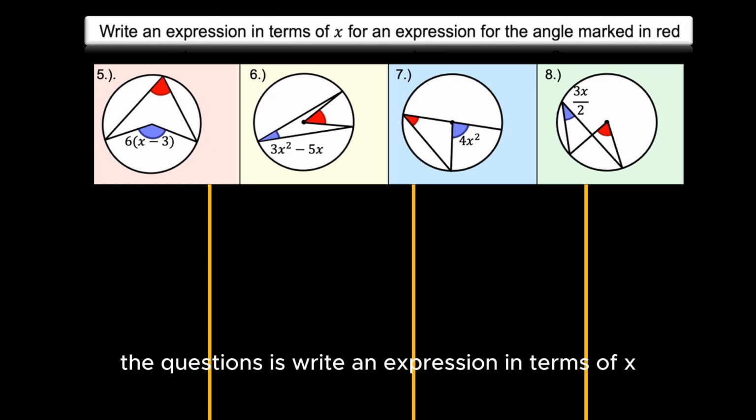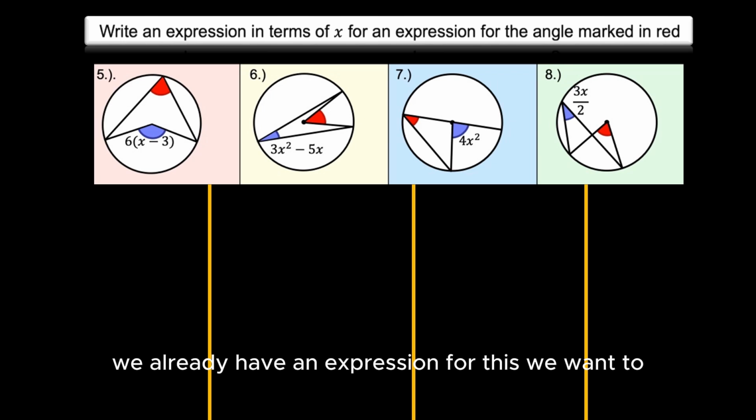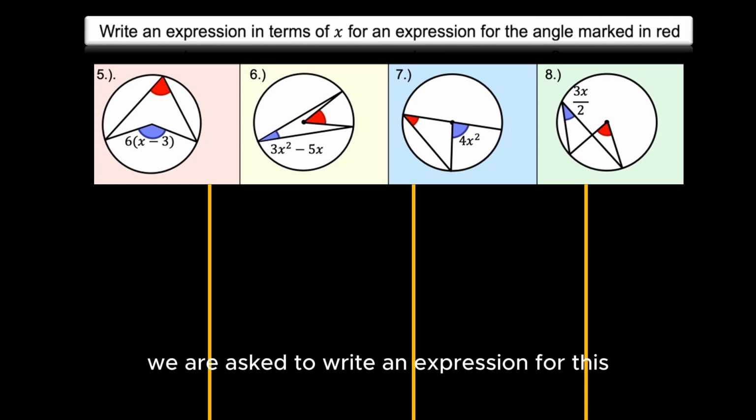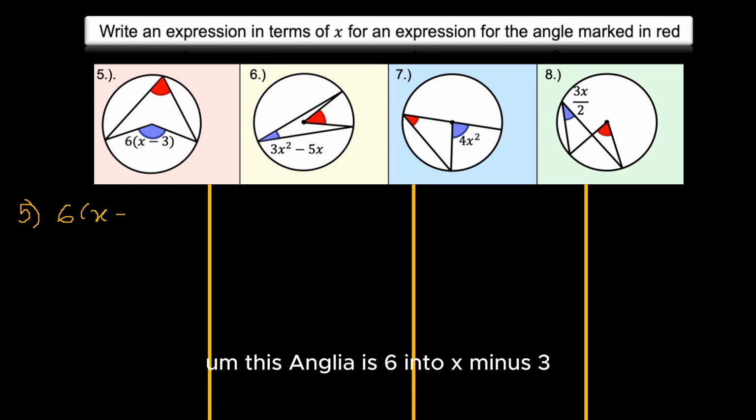The question says write an expression in terms of x for the angle marked in red. So we want to write an expression for this. We already have an expression for this, but we are asked to write an expression for this. So how do we do that? This is very easy. This angle here is 6 into x minus 3.